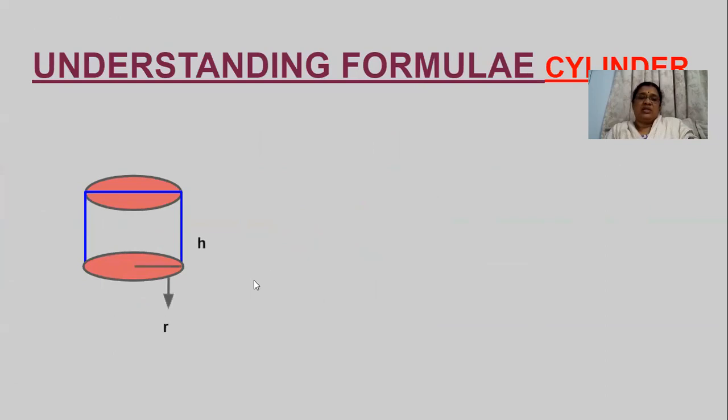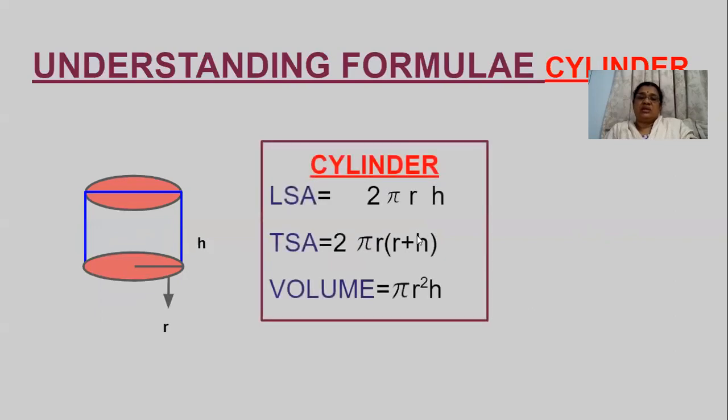And this is the radius of the circular shape, that is the base of the cylinder, and this one is the height of the cylinder. And let us see what will be the formula for surface areas and volumes of the cylinder. The lateral surface area will be, as we all know, the perimeter of a base into height.